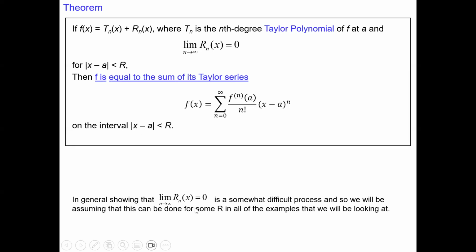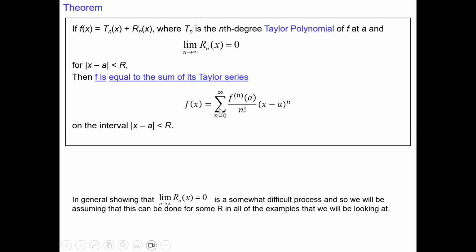And just a small comment: in general, it is not easy to prove that this remainder goes to 0, but we will assume that in all of the examples that we're doing, the remainder goes to 0, and the function is equal to the sum of its Taylor series. Okay, now let's work on a couple of formulas.